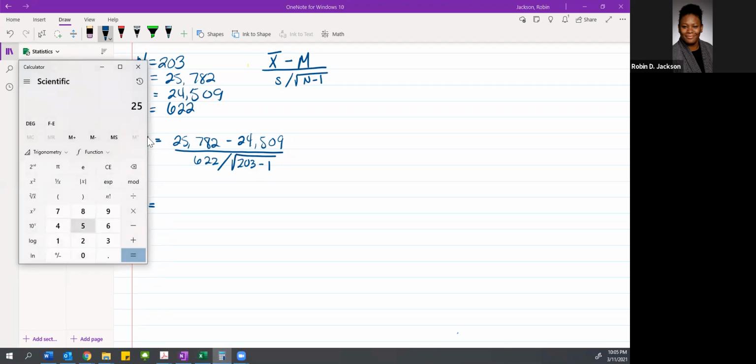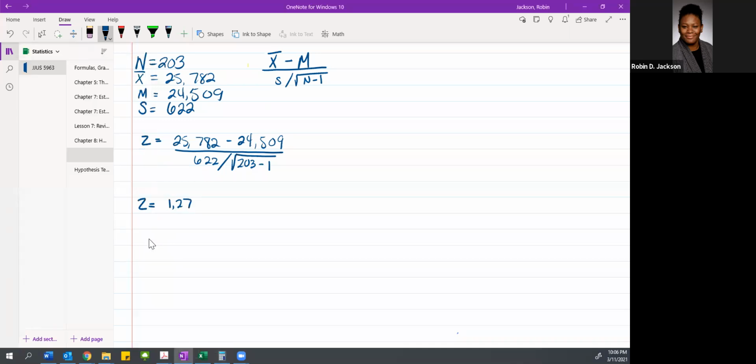All right, so $25,782, because remember, these are salaries. Subtract $24,509, and we get 1,273. So equal to 1,273. Then we divide that by 622 divided by the square root. And at this point, I'm just going to go to the next step. I'm not going to do all those calculations. I want you to see those steps played out. So 203 minus 1 is going to be 202.